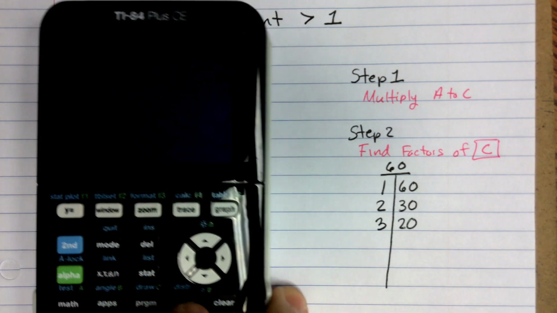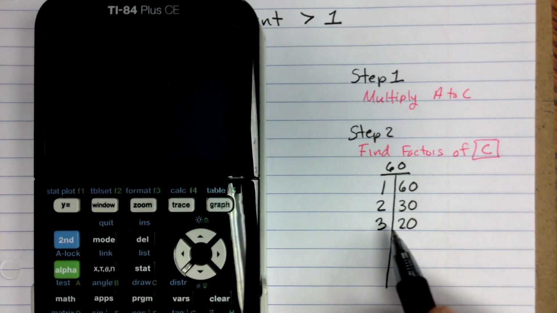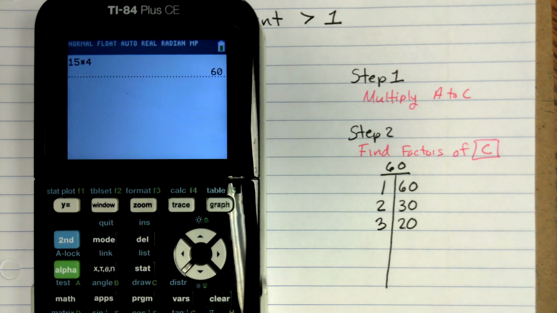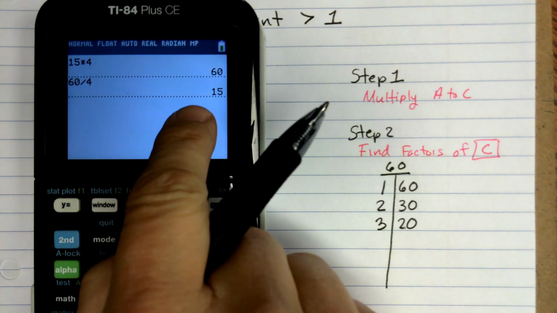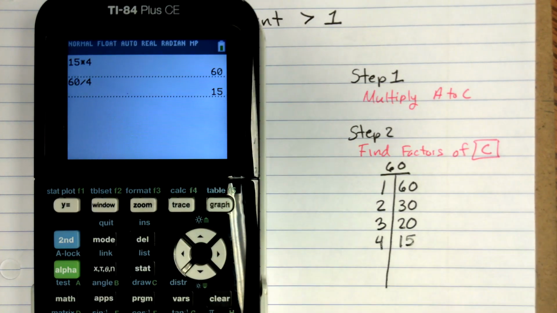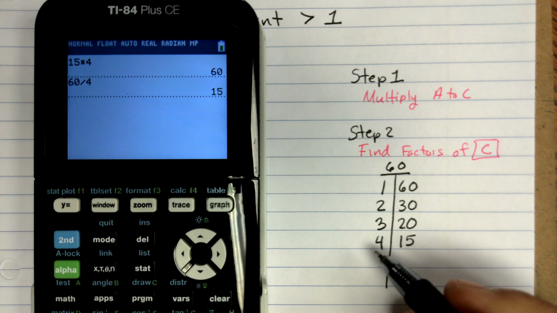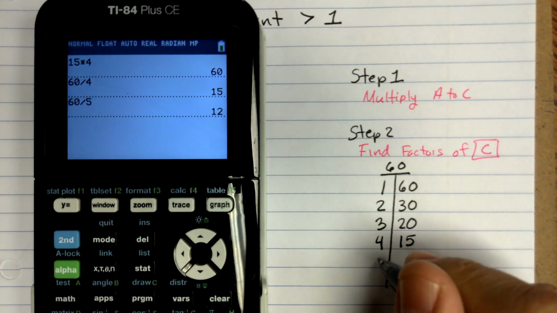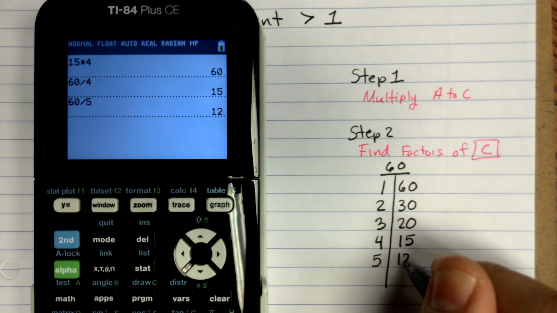Now, if you're unsure about this, like I am sometimes because of the multiplication, just go ahead and use your calculator to divide the next number into 60 and see if it'll work. For instance, 60 divided by 4 gives me 15. So I know that 4 and 15 are factors of 60. And then I'll try 5 because 5 comes next. 60 divided by 5 gives me 12. So 5 and 12 are factors.